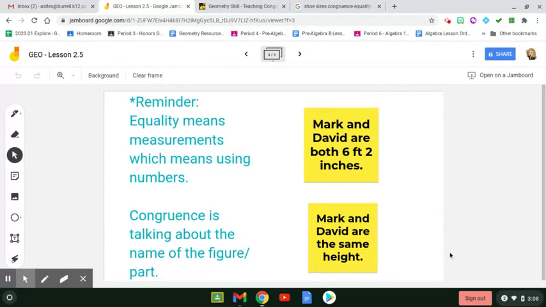Now, this part here is not on your notes, but it's kind of important since we talk about equality and congruence so much. All right, equality, you have to have measurements, which means you're going to be talking about numbers. So a perfect real world example of that would be Mark and David are both 6 foot 2 inches. Okay, so remember that's talking about equality or using the equal sign. Okay, congruence is talking about perhaps like a name of a figure or a part. So when we say Mark and David are about the same height, okay, we're just talking about their height, but we're not necessarily talking about specific measurements. Okay, just to kind of give you the difference between those two.